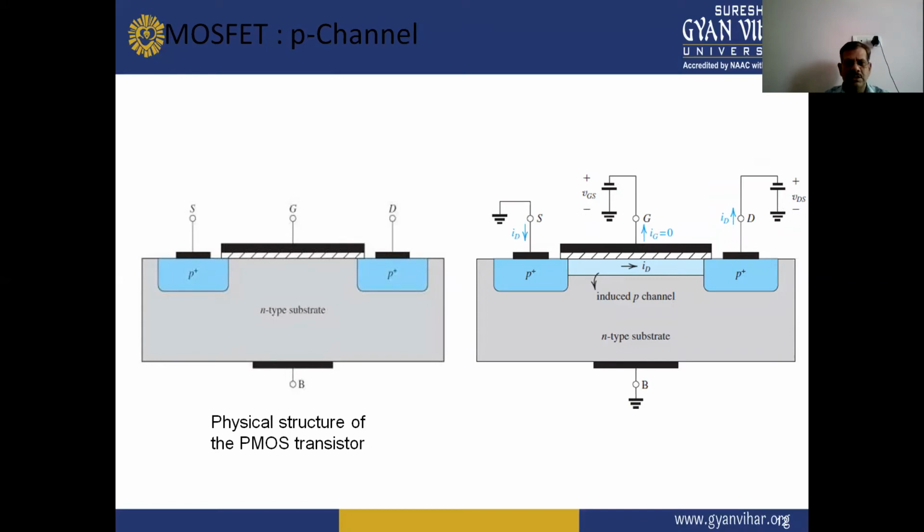In these diagrams, these are two diagrams of the MOSFET p channel. There is the physical structure of the PMOS transistor in the first diagram and second diagram. There is also an n-type substrate and PMOS transistor, and also an induced p channel and different gate current, source current and drain current across the different terminals.